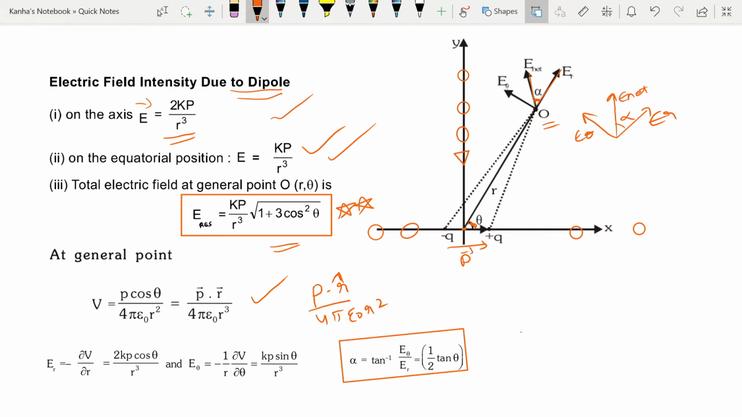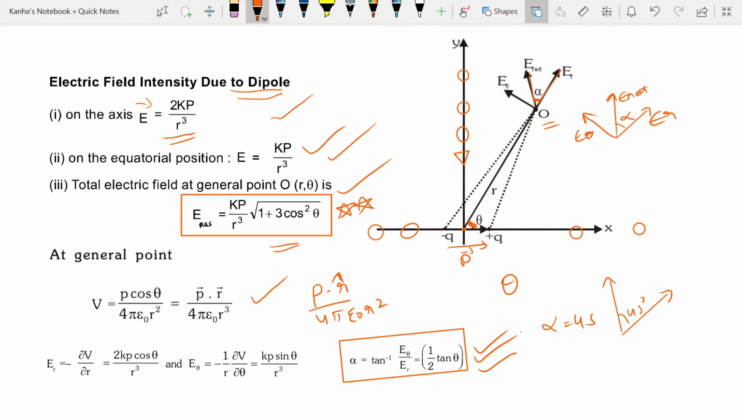If that angle is alpha, then you can find it easily by alpha is equal to tan inverse of E theta by E r, which is nothing but half of tan theta. So if you know the value of theta, then you can calculate the electrical field, and then using this formula you can calculate the direction of the electrical field. If my alpha comes out to be 45, then that implies that from the radial direction, my actual electrical field is at an angle of 45 degrees.